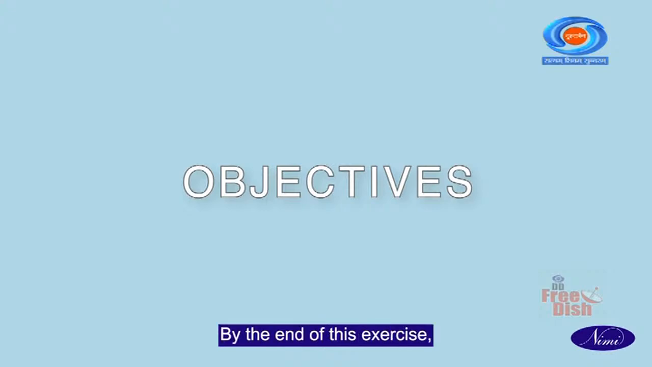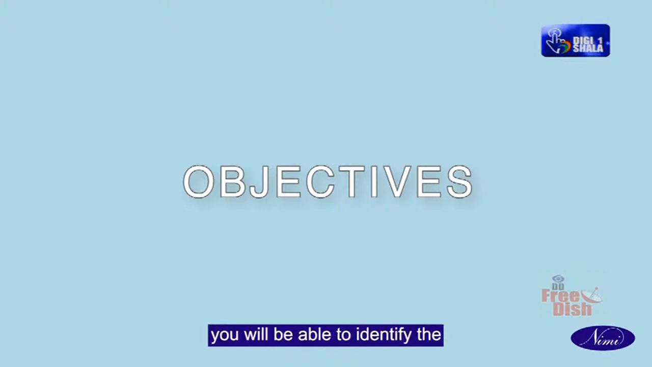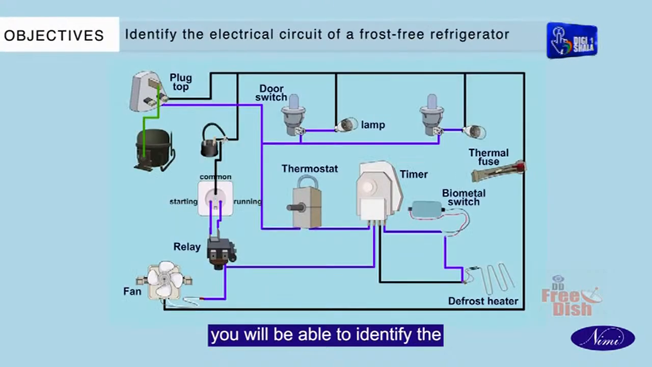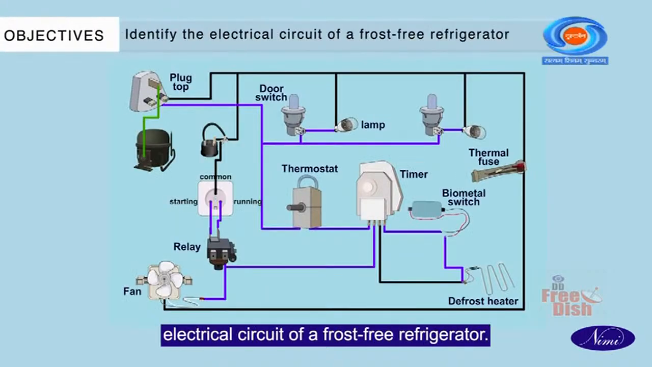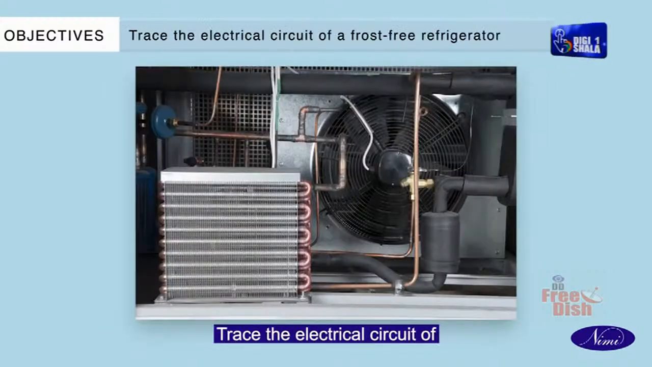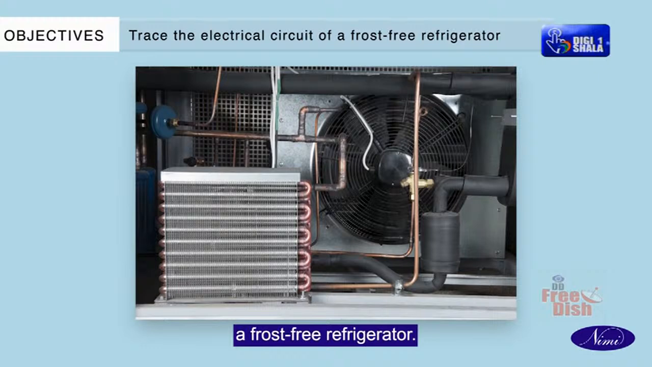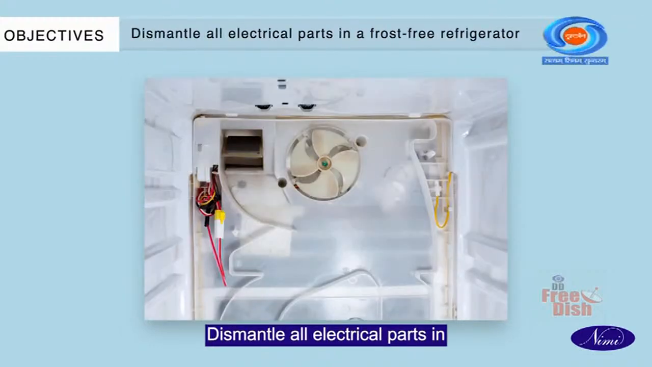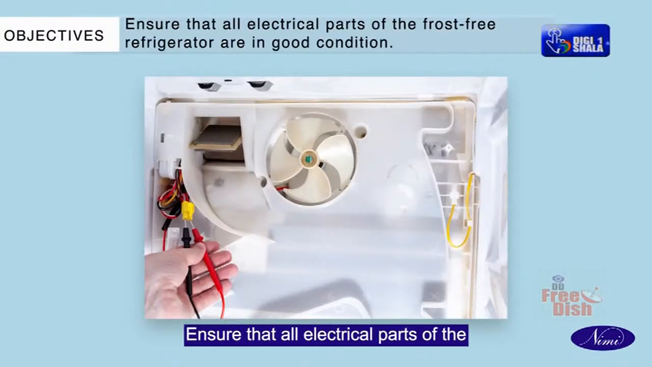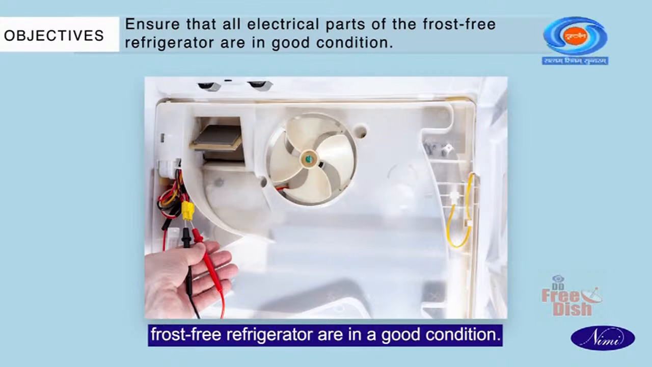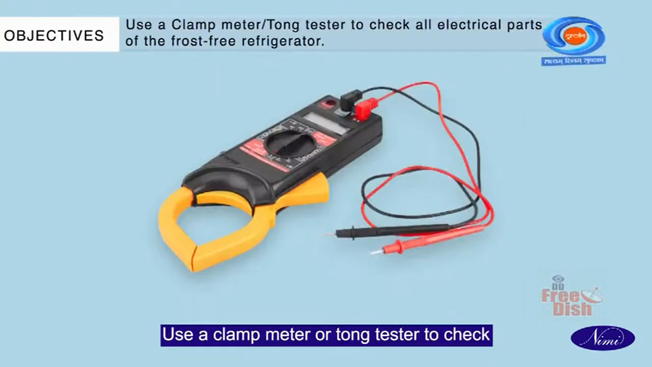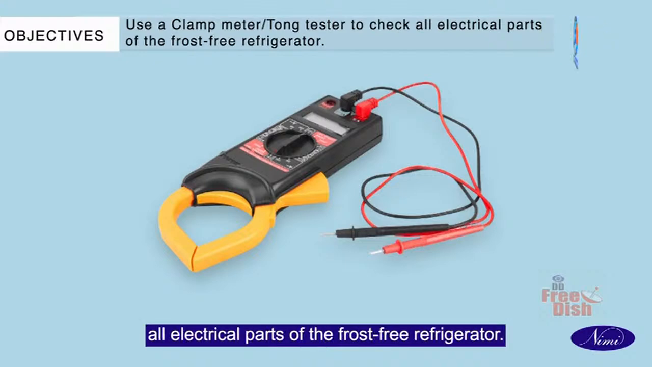Objectives. By the end of this exercise, you will be able to identify the electrical circuit of a frost-free refrigerator. Trace the electrical circuit of a frost-free refrigerator. Dismantle all electrical parts in a frost-free refrigerator. Ensure that all electrical parts of the frost-free refrigerator are in a good condition. Use a clamp meter or tong tester to check all electrical parts of the frost-free refrigerator.